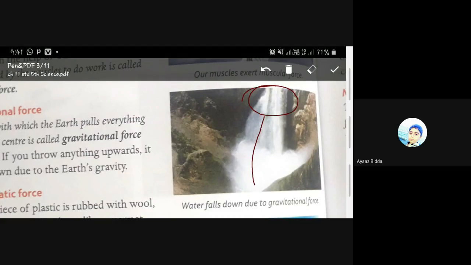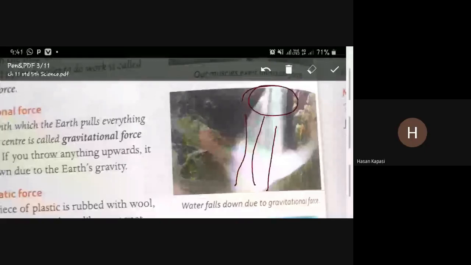You can take a good example of a tree. If an apple is falling from the tree, it will come towards the earth because of gravitational force. If rain is falling from the sky, what is happening? The drops of rain are coming towards the earth because of gravitational force.